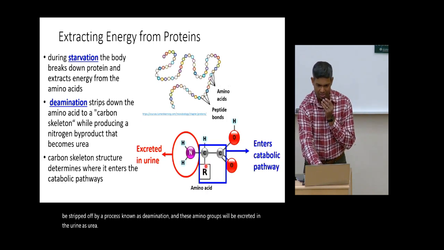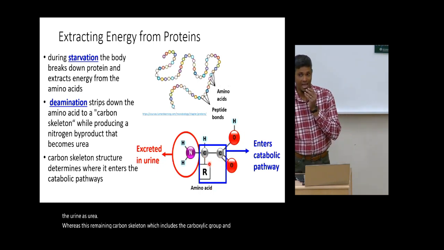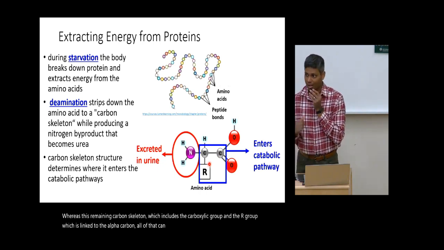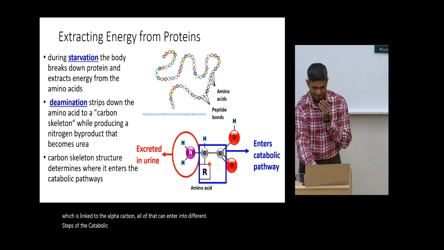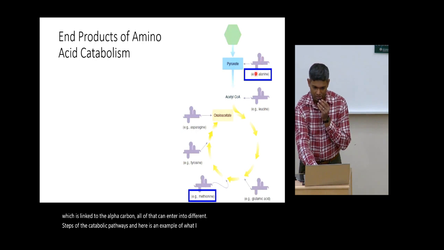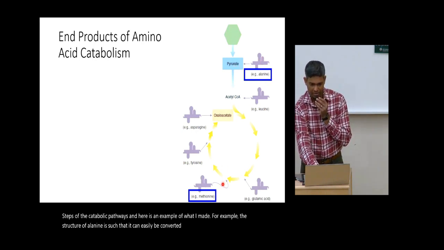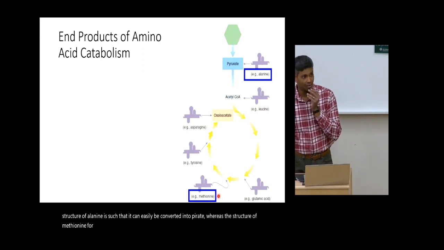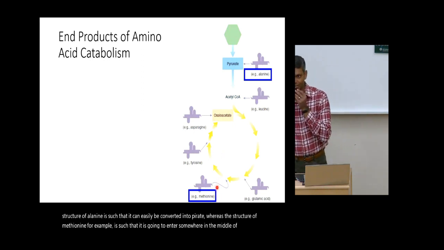Whereas the remaining carbon skeleton, which includes the carboxylic group and the R group linked to the alpha carbon, can all enter into different steps of the catabolic pathways. Here's an example of what I mean. The structure of alanine is such that it can easily be converted into pyruvate, whereas the structure of methionine, for example, is such that it's going to enter somewhere in the middle of the citric acid cycle.